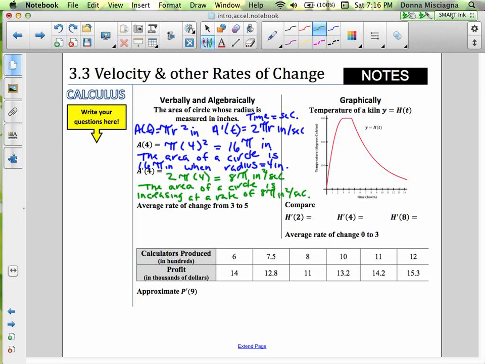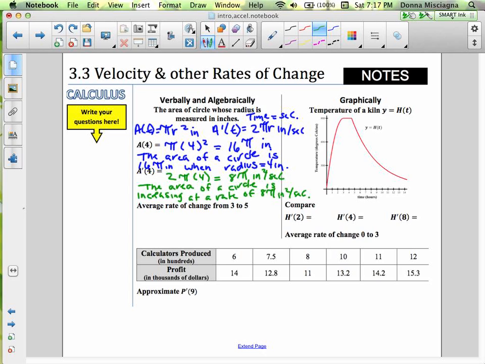So our derivative is always describing a rate of change. When we're evaluating a derivative, we are finding a rate of change given a point, a moment in time. And if you're given a rate of change, always know that that is the derivative. Now, the average rate of change from 3 to 5.